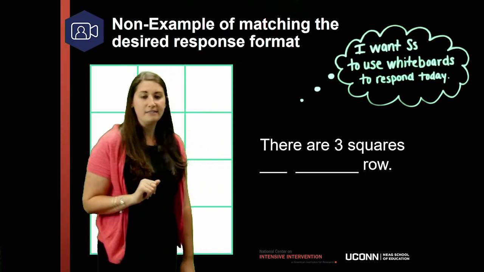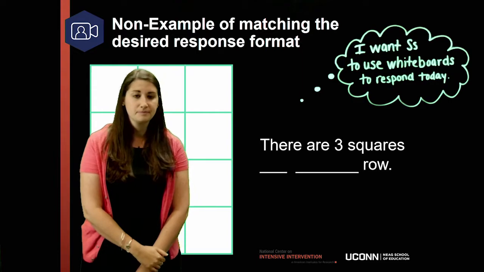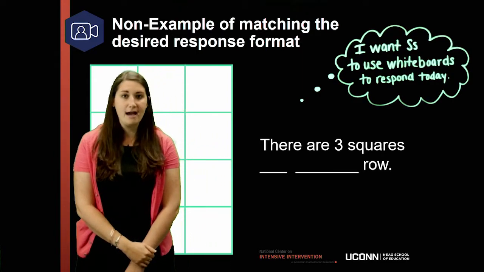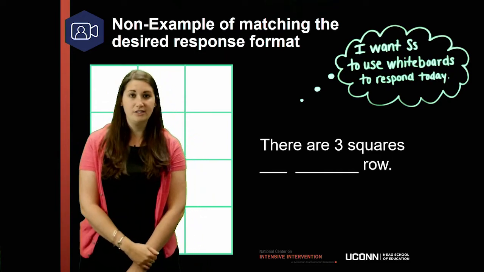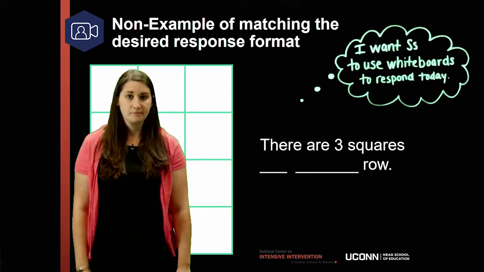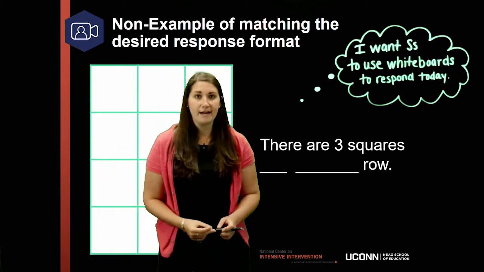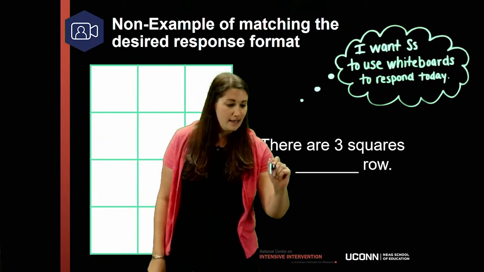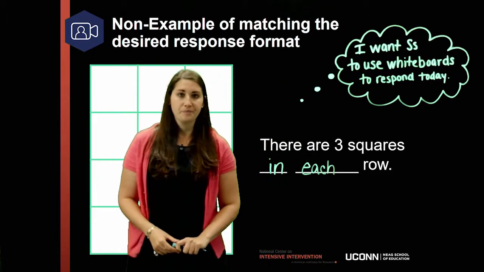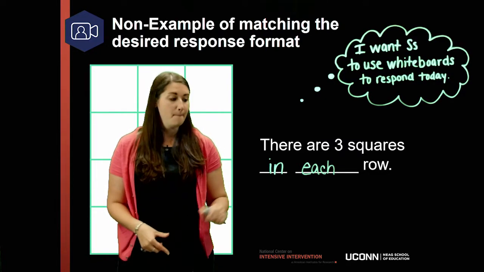Whisper to your partner to finish this sentence. There are 3 squares, blank, blank row. All right, now everyone please write down what you said in your conversations in the blank spaces in your notebook. All right, let's bring it back together. You should have written down there are 3 squares in each row. If you didn't write that down, please erase what you had and write down my answer that's on the board.